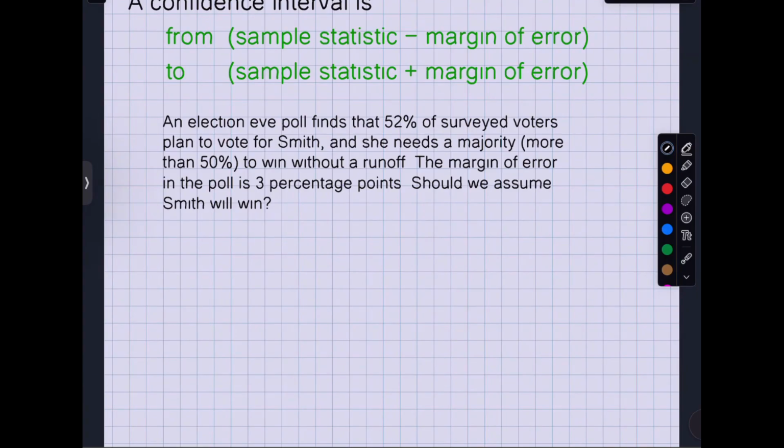So let's take a look at this. An election eve poll finds that 52% of surveyed voters plan to vote for Smith, and she needs a majority, more than 50%, to win without a runoff. The margin of error in the poll is 3%. Should we assume that Smith will win?